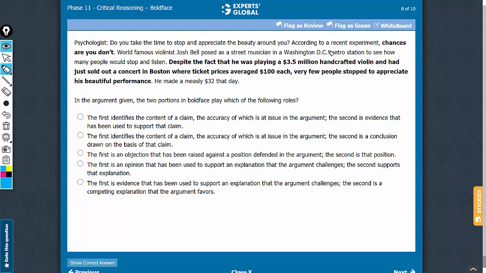Step 1. Figure out the conclusion of the argument. See, this sentence here is the conclusion of the argument. Step 2 is to link the portions in the boldface with the conclusion.